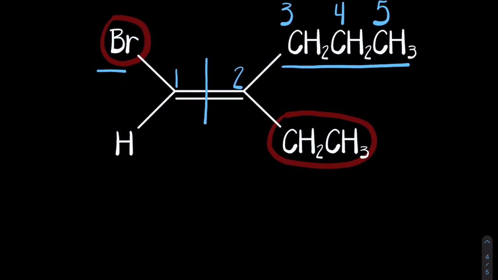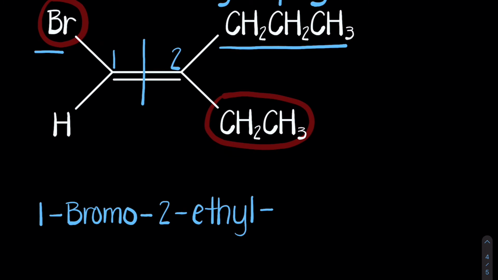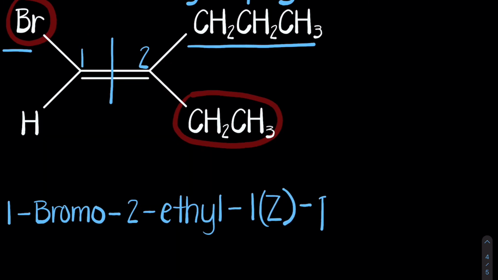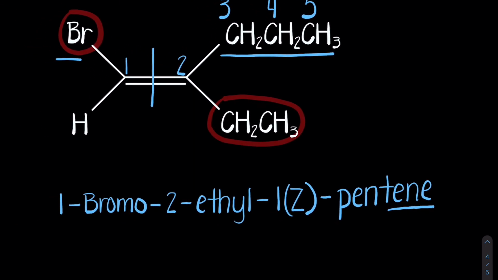So let's name this. We have 1-bromo. I usually always capitalize the first letter. 1-bromo, 2-ethyl. Now, show the double bond. 1, Z, pentene. 1-bromo, 2-ethyl, 1-Z-pentene.